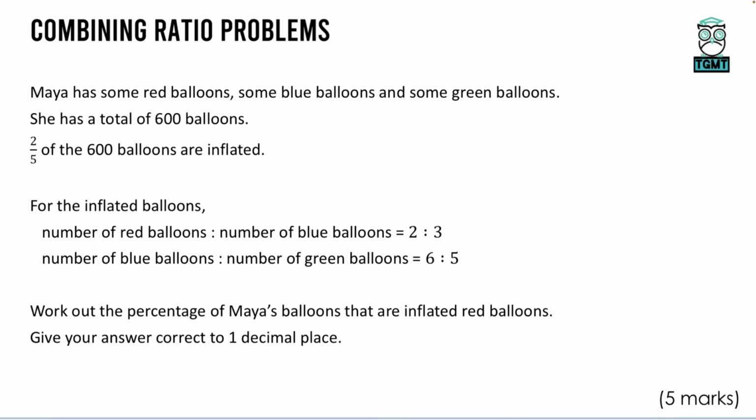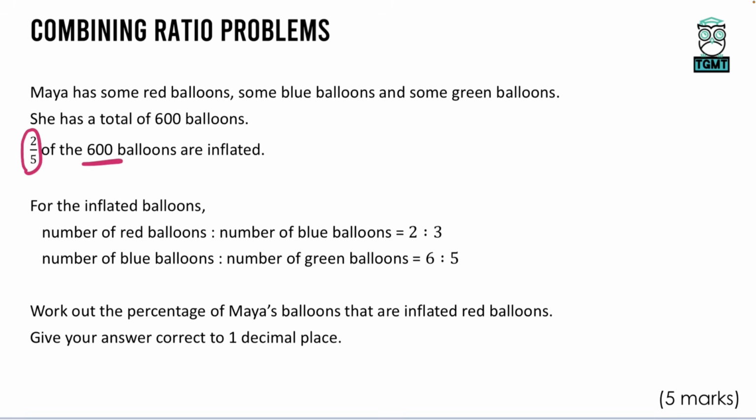So this one just says, Maya's got 600 balloons, 2/5 of them are inflated. For the inflated balloons, red to blue is 2 to 3, blue to green is 6 to 5. We want to work out the percentage of Maya's balloons that are inflated red balloons. And it says give your answer to one decimal place, so we know our percentage is going to be a point something.